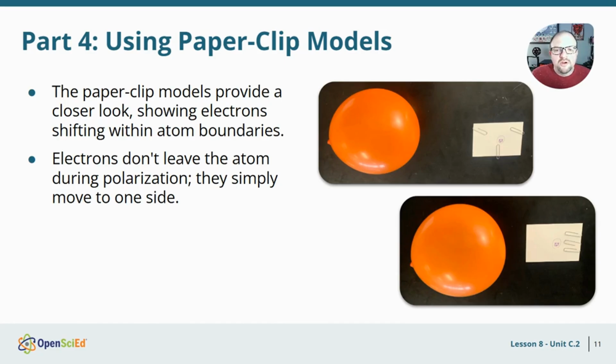In part 4, we realize the simulation has a flaw. It makes it look like electrons can flow freely through the wall, like they would in a metal wire. To correct this, we use the paperclip model.